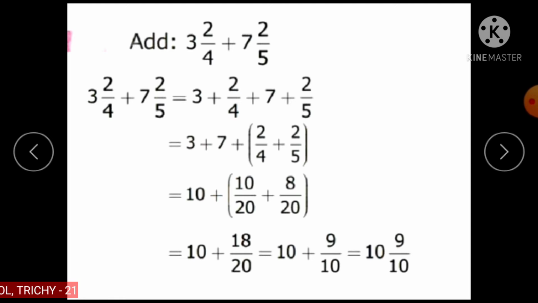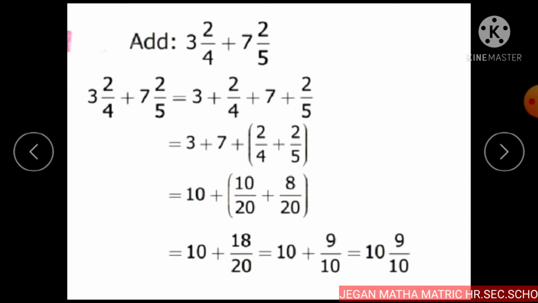First we add the whole numbers. Then we add fractions. 3 plus 7 equal to 10. Now we find the same denominator. The common multiple of 4 and 5 is 20. So 2 by 4 becomes 10 by 20 and 2 by 5 becomes 8 by 20.